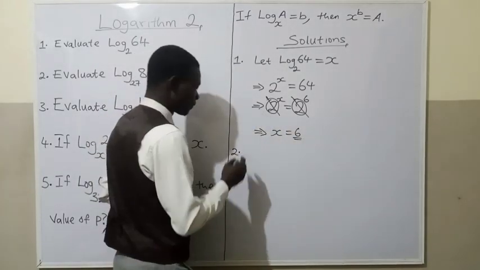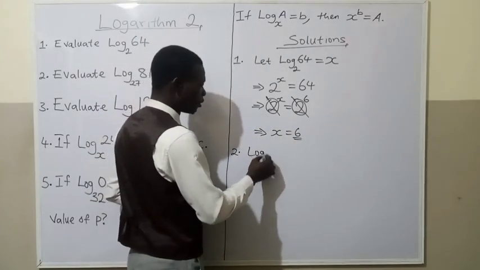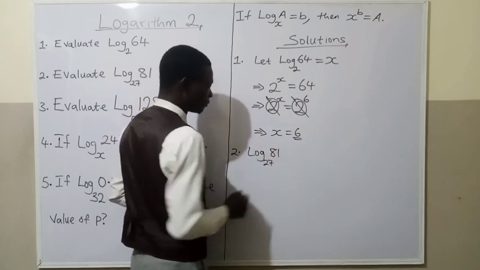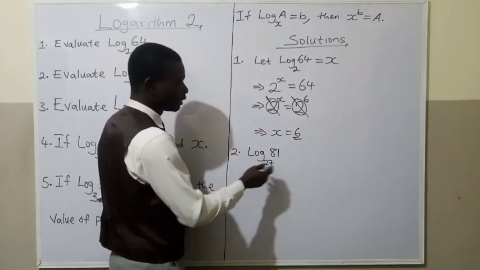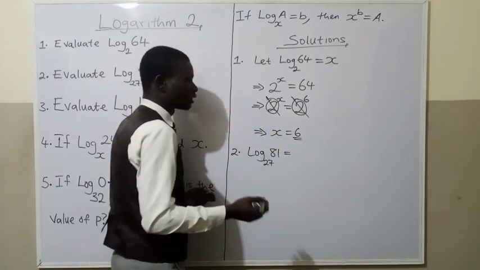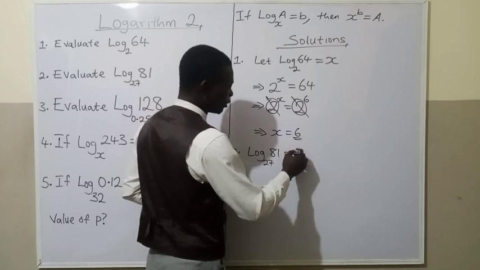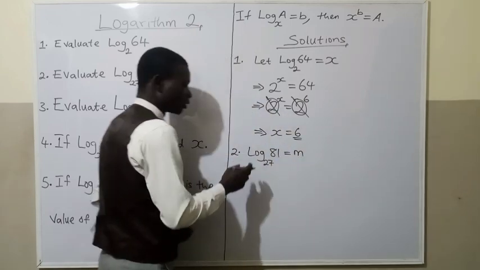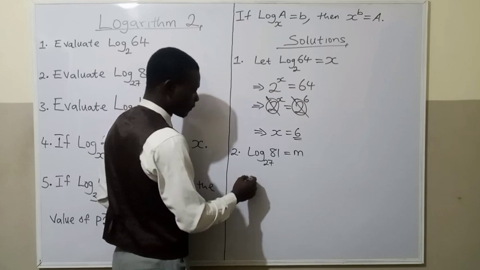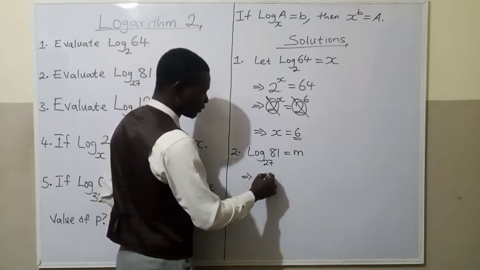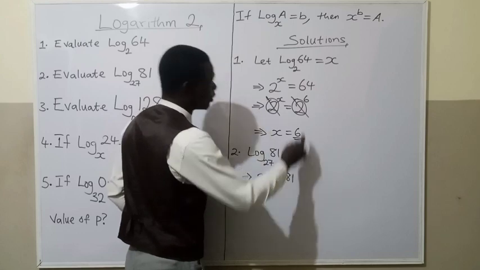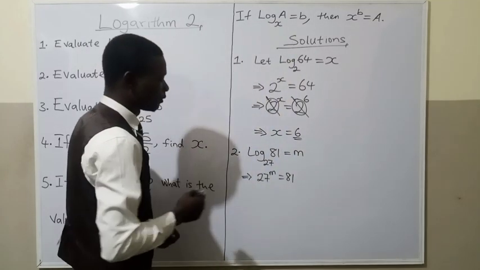In a similar manner, we have log 81 to base 27 this time around. So we are going to let log 81 to base 27 be any variable of our choice. This time around, we can let it be equal to m, for example. So if log 81 to base 27 equals m, what does that imply? It implies that 27 to power m must be equal to 81, still referring to the definition of logarithm.